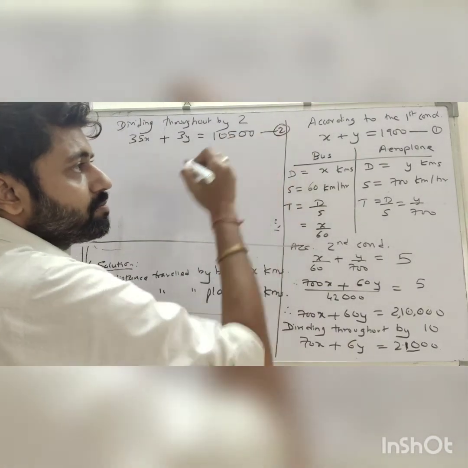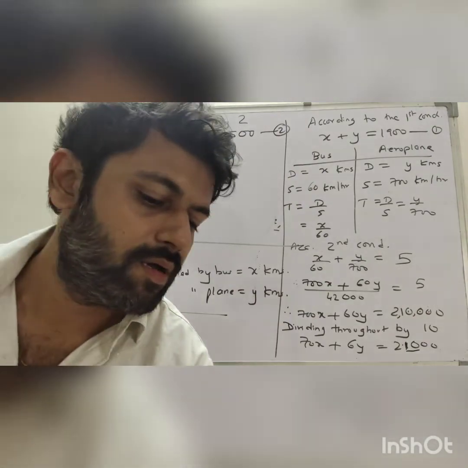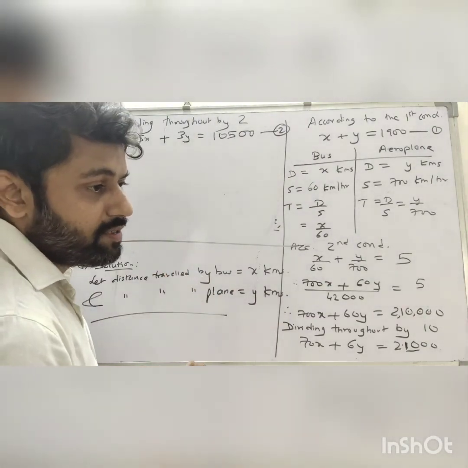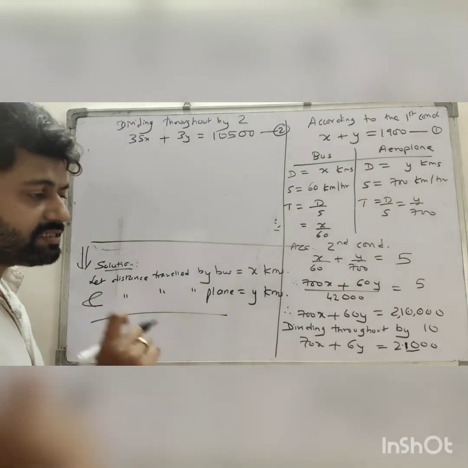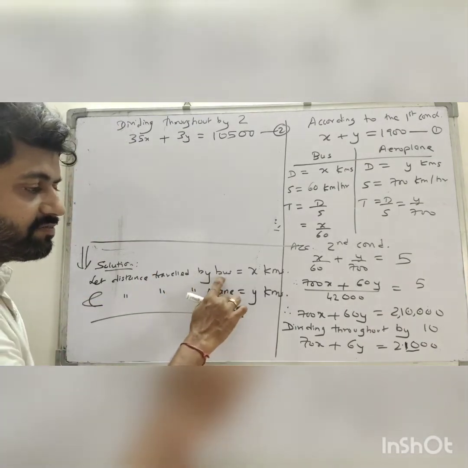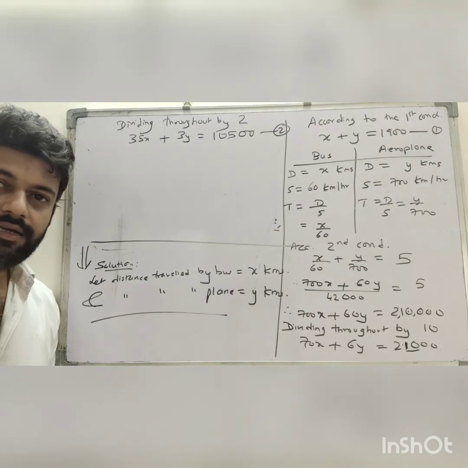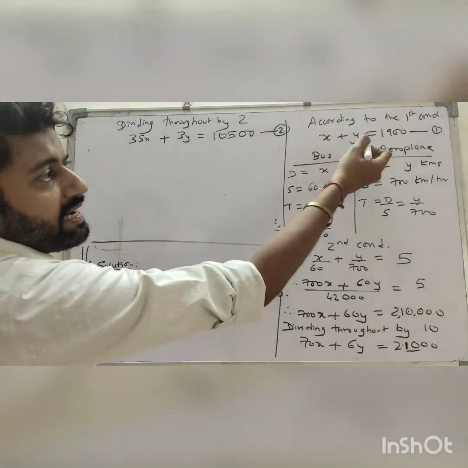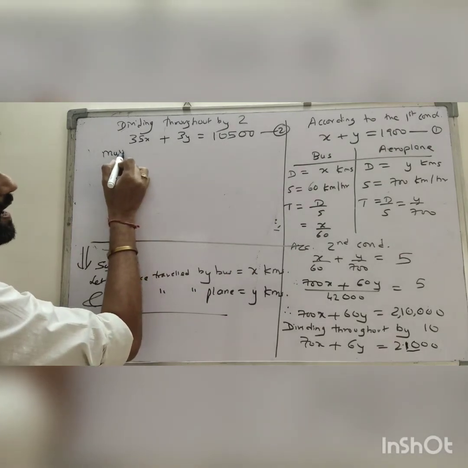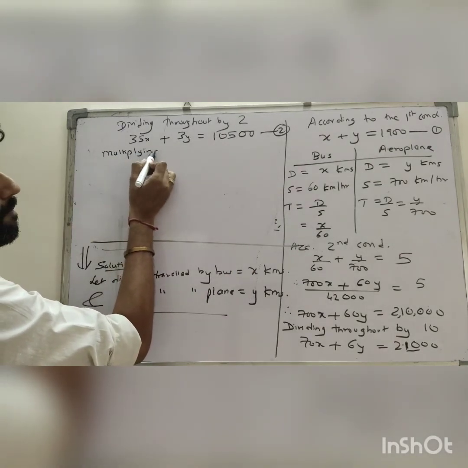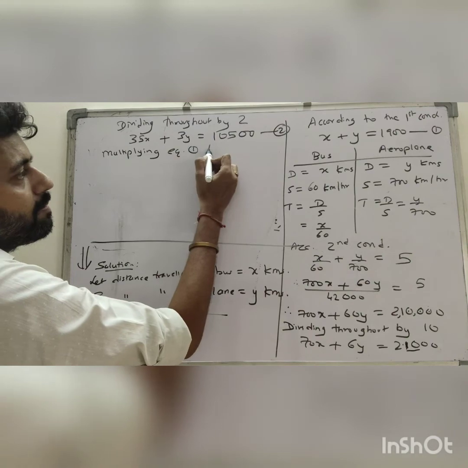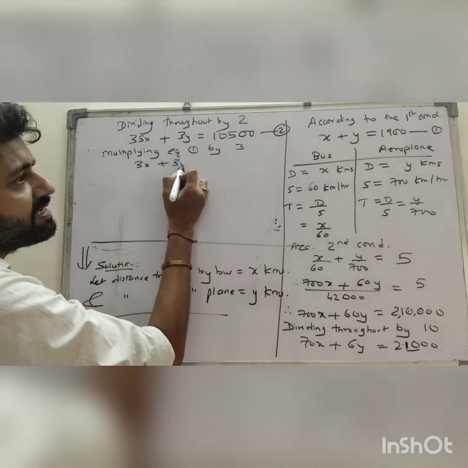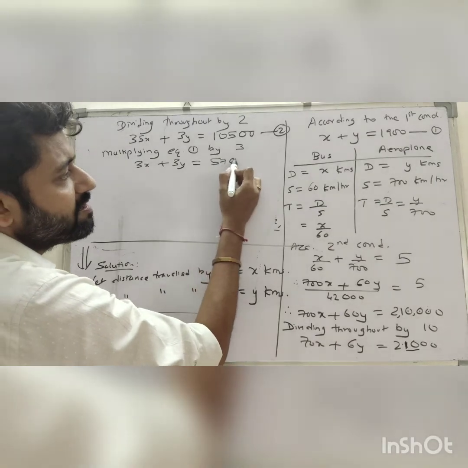Equation number 2. I want to find the value of x, more important. Y is not important for me. In this sum, x is what they have asked. Find the distance Vishal traveled by bus. So I want y to get eliminated. Multiplying equation number 1 by 3, we get 3x plus 3y is equal to 19 3s are 57.